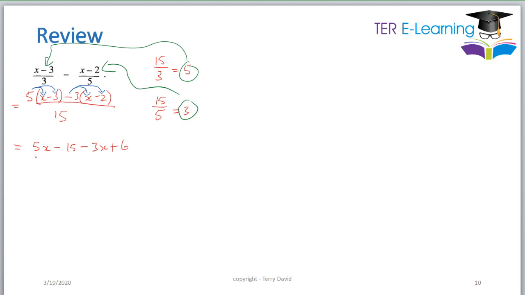And this is all over 15, right? So we need to simplify the numerator. 5x minus 3x gives me 2x. And the next one is minus 15 plus 6, and that gives me minus 9, all over 15. So this is how we simplify an expression like this. We need to find the LCM and we need to add it like we're adding two fractions.